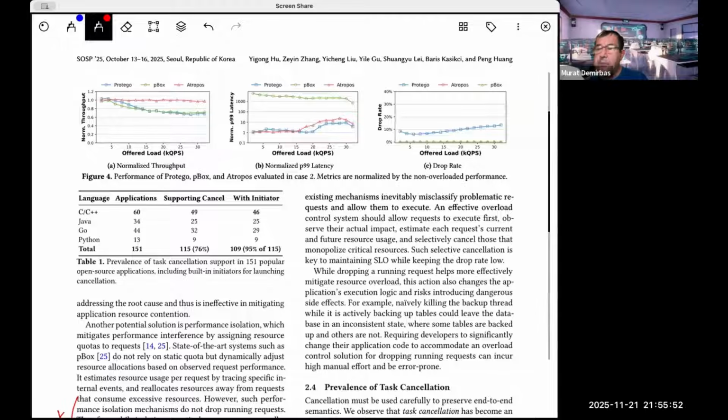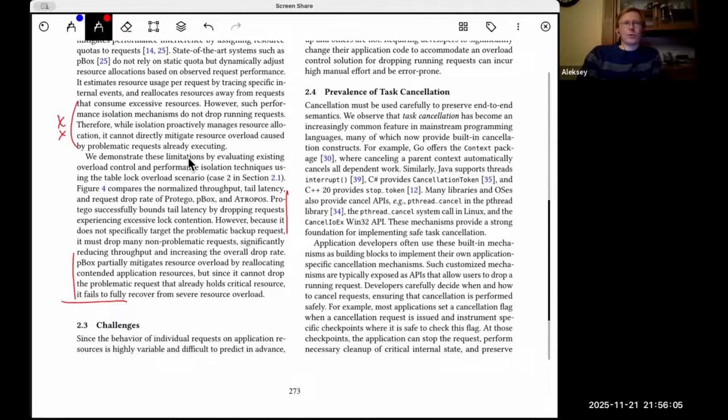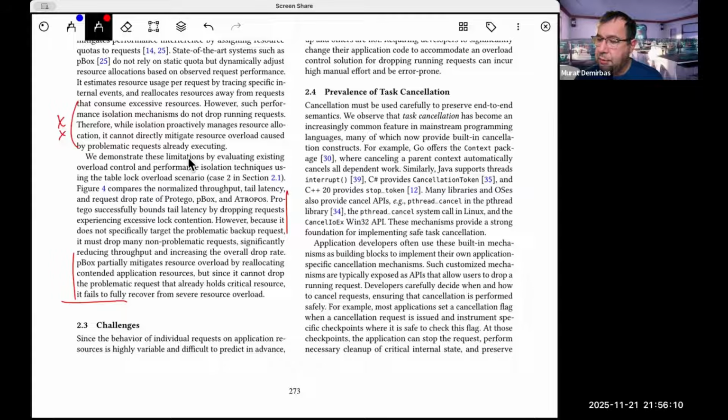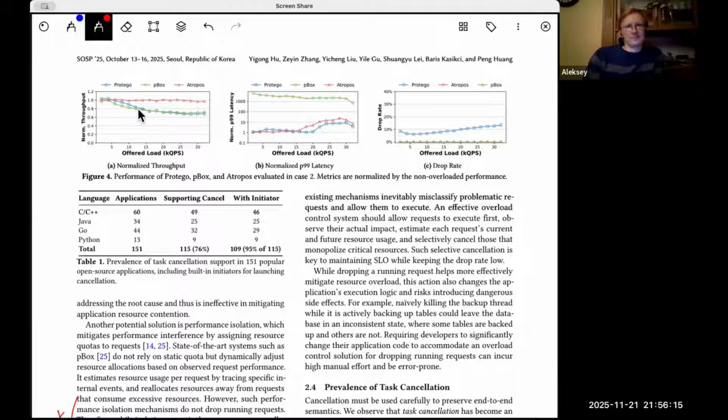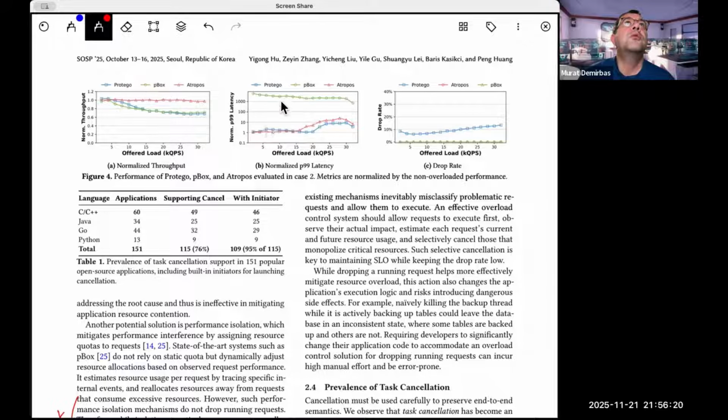Okay, let's look at figure 4. Protego, Pbox, and Atropos. Oh, Atropos is also here. Protego was the dropping one? No, Protego and Pbox are just different. But Protego is the dropping one. Pbox is the containing one, basically. Okay, Protego and Pbox, they almost overlap. No, normal P99 latency. Of course, Pbox has a lot because it doesn't cancel anything.